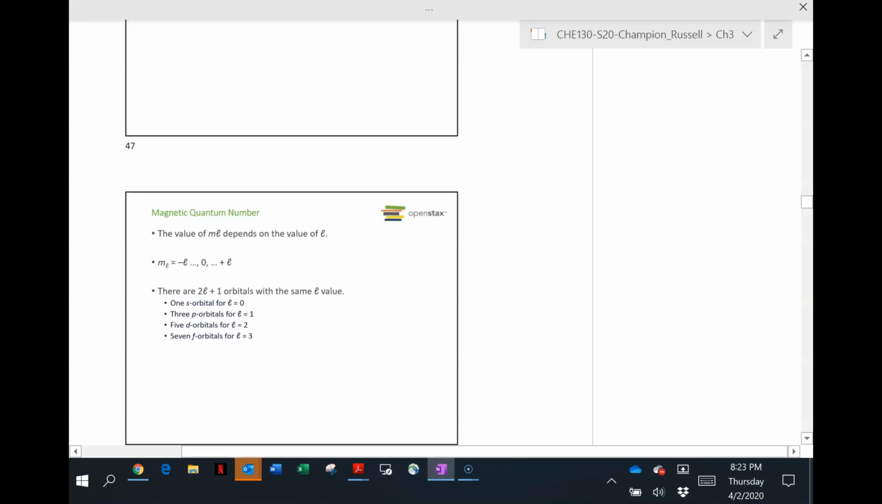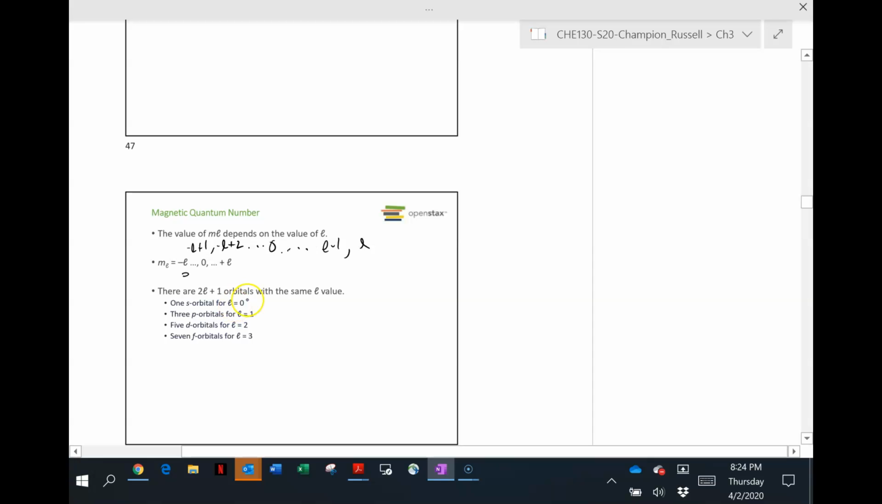So what you can do is start with negative L, and keep adding to it: negative L plus 1, negative L plus 2, and so on. Eventually you'll get to 0, and then you go on with increasing values up until you get to L minus 1 and L. Basically, it breaks down this way.